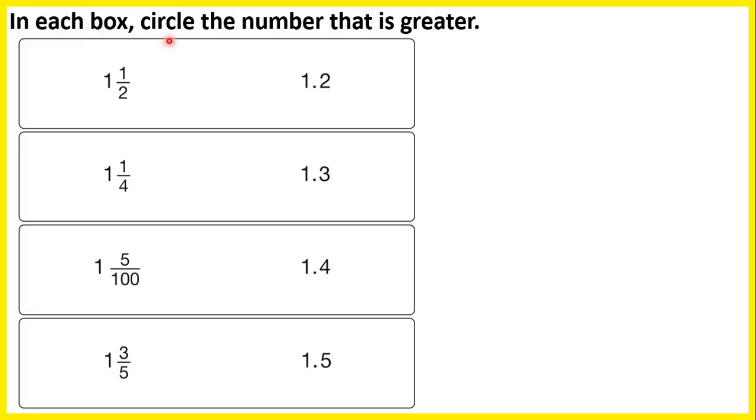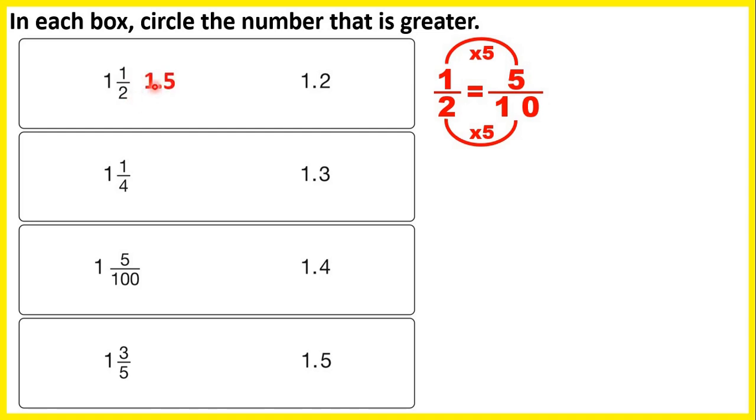In each box, circle the number that is greater. So for this question, we need to compare fractions and decimals, and the easiest way to do that is to change our fractions into decimals. So 1/2 is the same as 5/10, which means that 1½ is the same as 1.5. So we can see that that will be greater than 1.2.